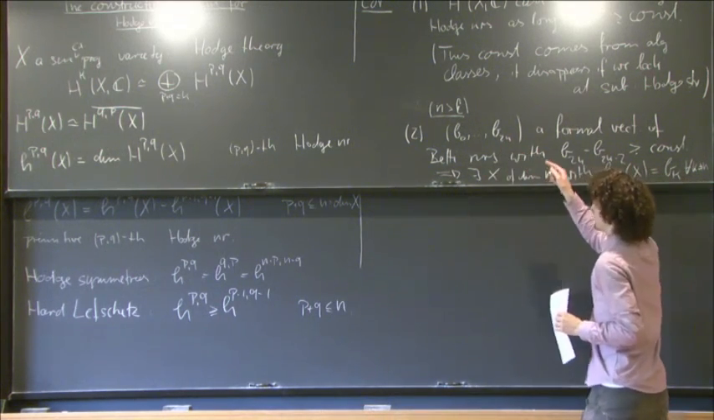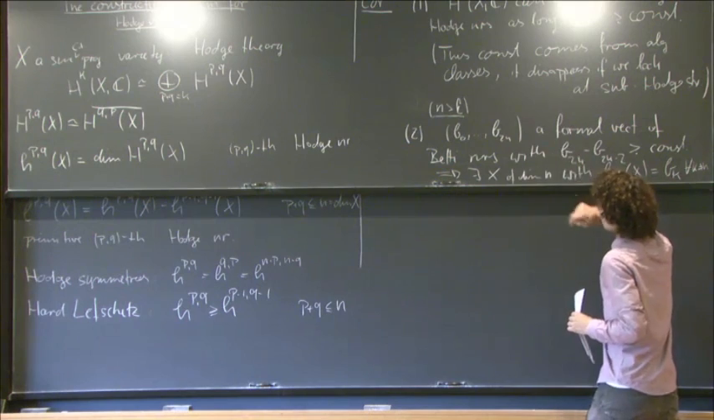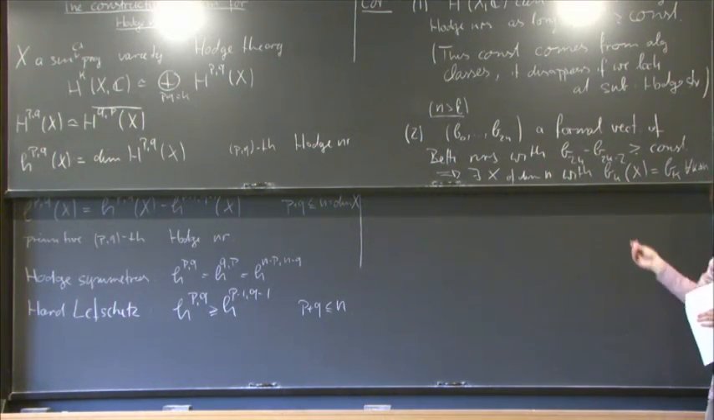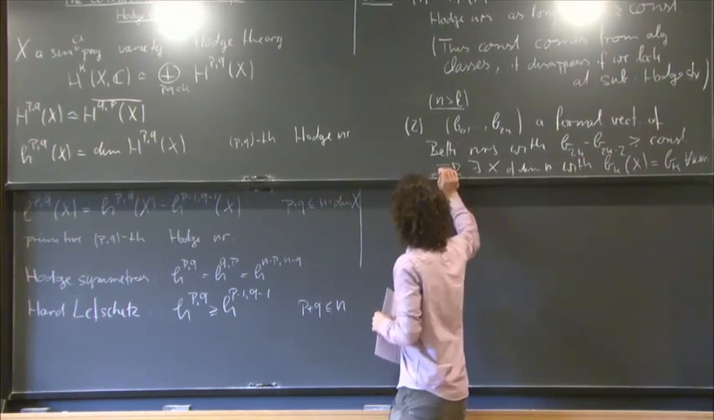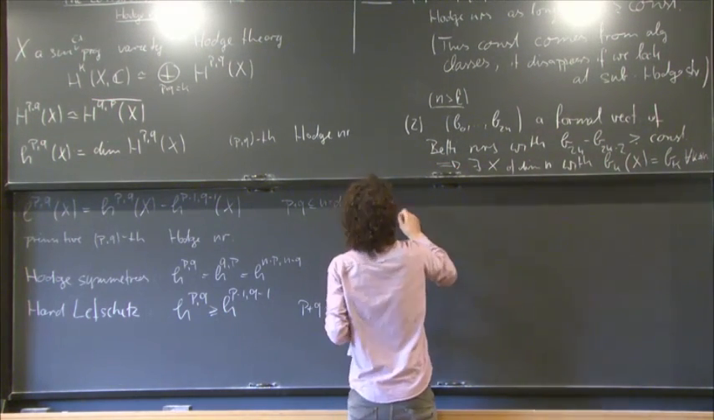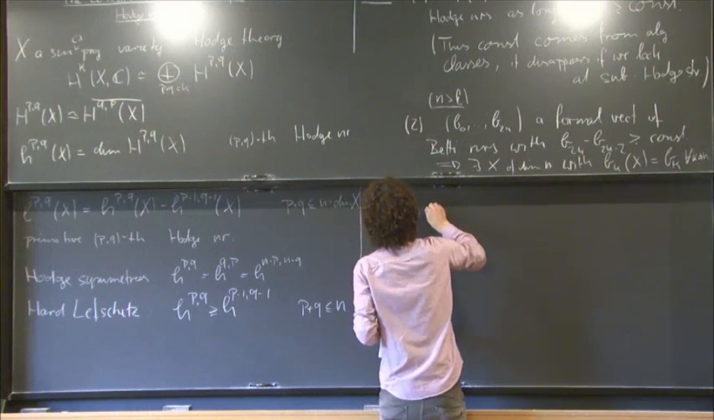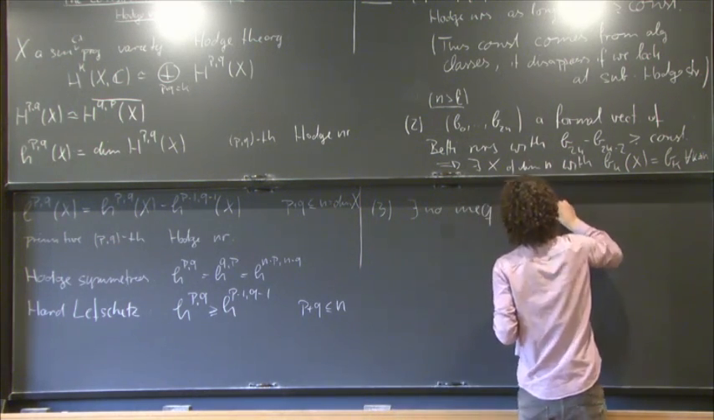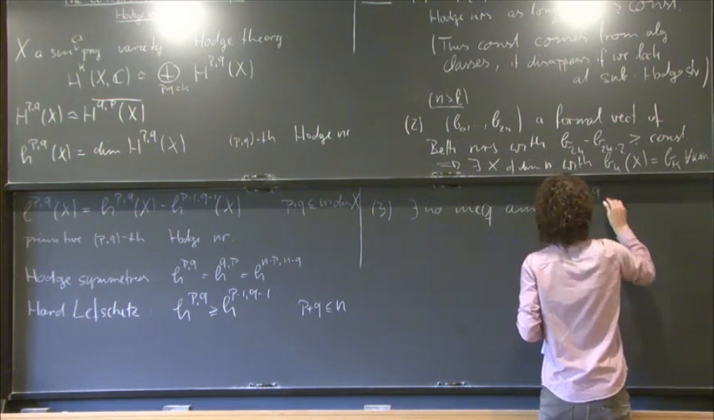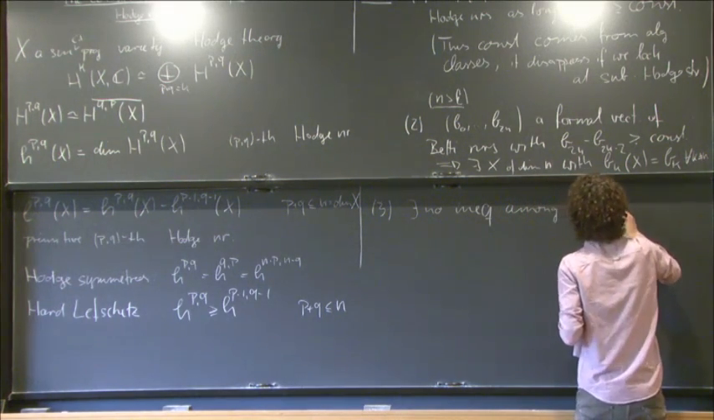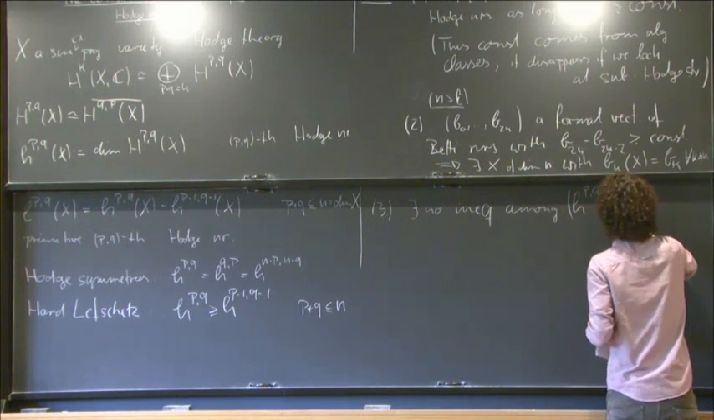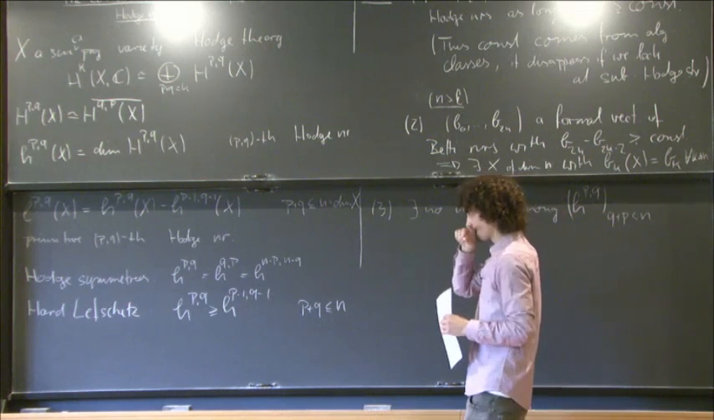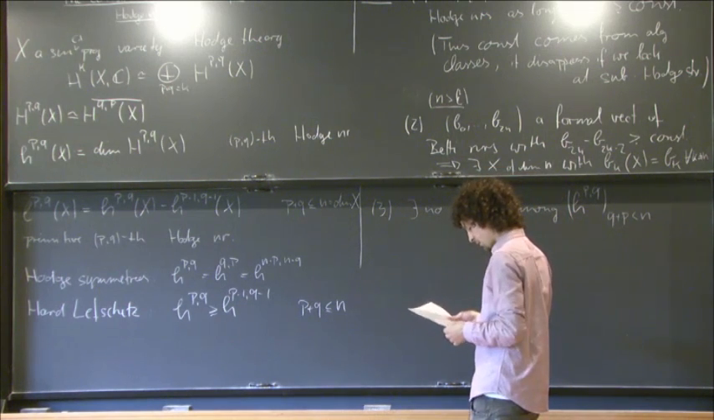And an amusing consequence is that if we are in even dimension, so if n is even, then there is no restriction on the odd dimensional cohomology, so everything can happen for the odd. And then a third immediate application is there are no inequalities among h^{p,q}, where p plus q is less than n. This also follows immediately.